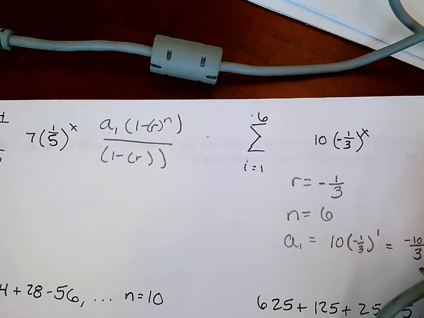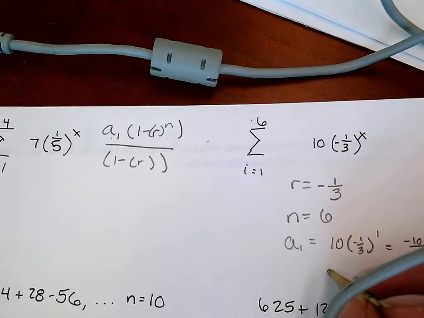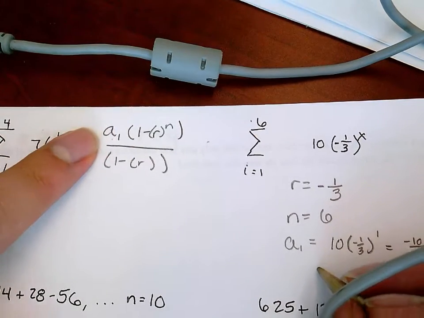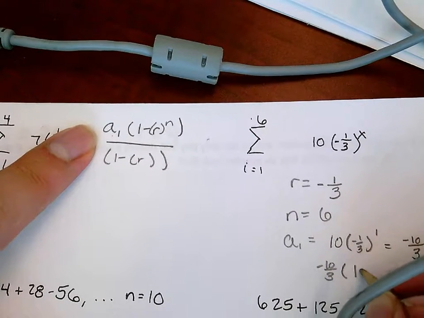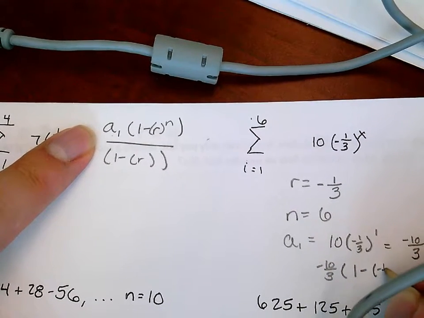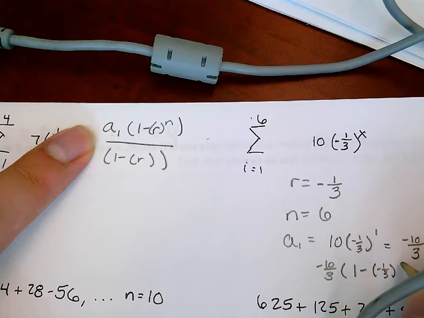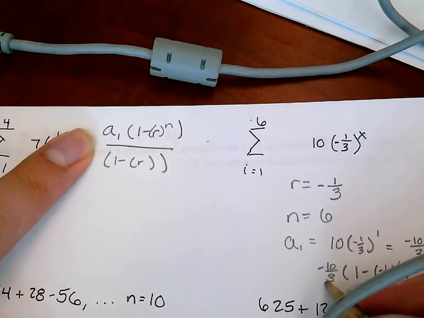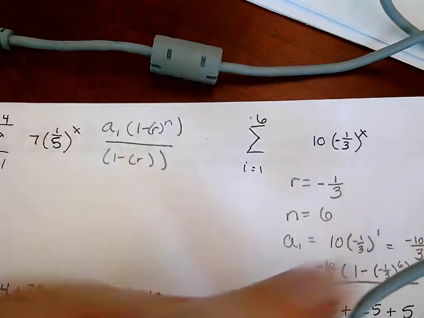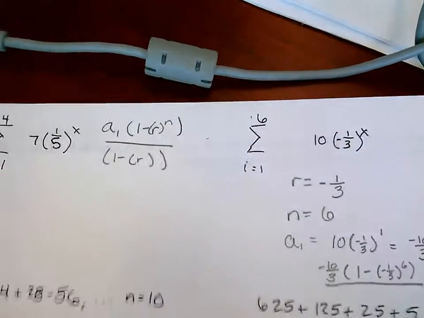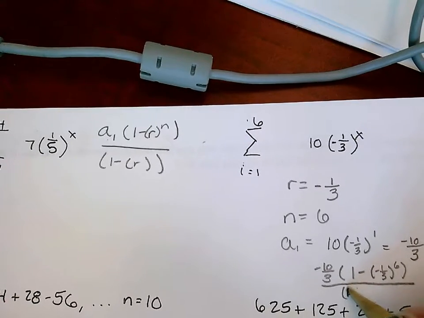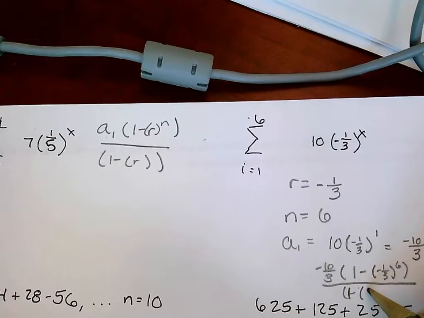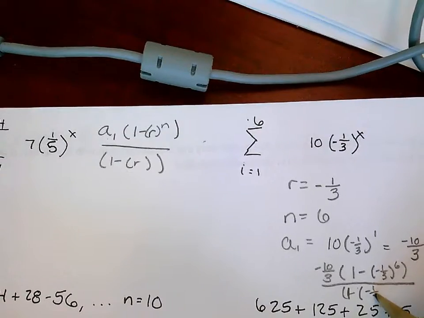From this point, all you're doing is plugging in the stuff. So A1, so I'm going to put negative 10/3, 1 minus the r, which is negative 1 divided by 3, to the nth power, which is 6. That's all divided by 1 minus negative 1/3, okay?